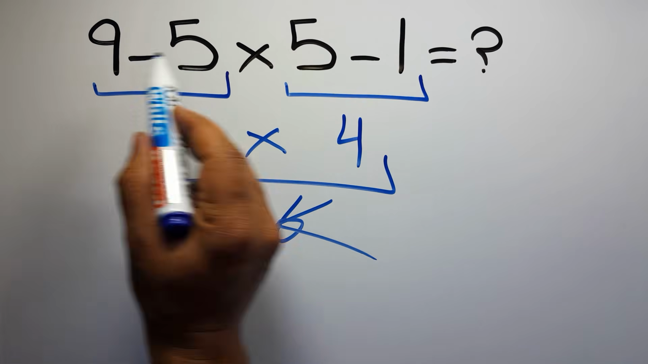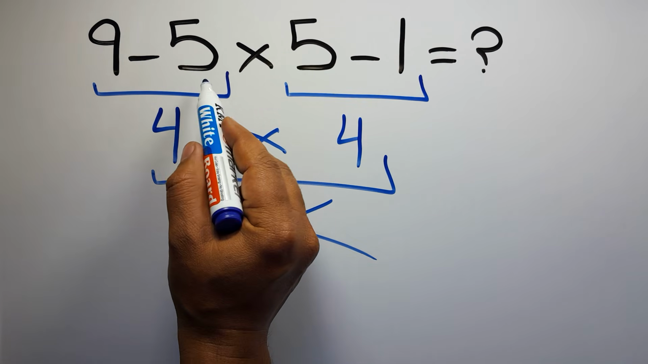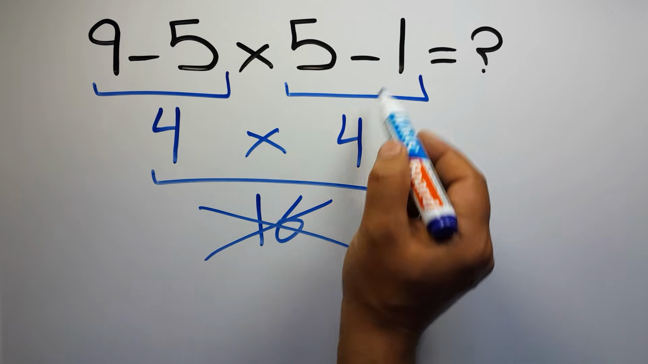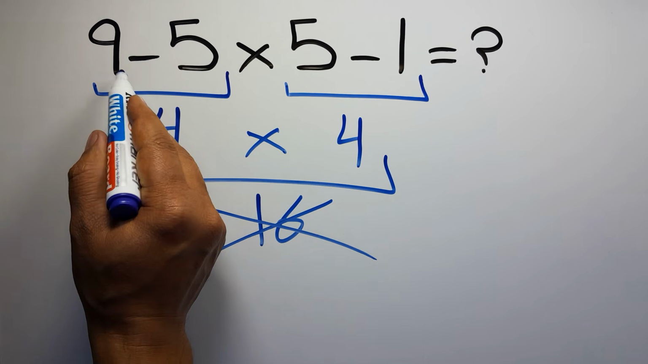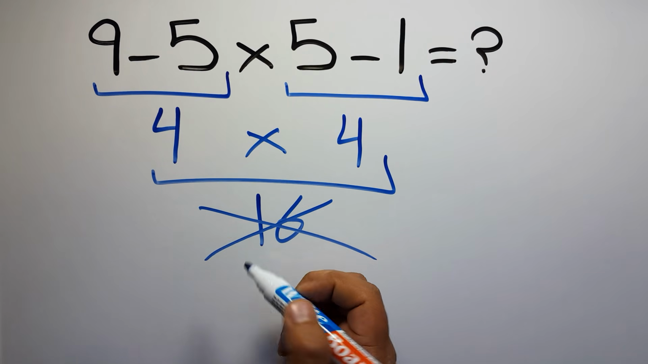And when we have more than one subtraction in an expression, we have to work from left to right. So here first we have to do this multiplication, then this subtraction, and finally this subtraction. If we do this subtraction or this subtraction before this multiplication, it is wrong.